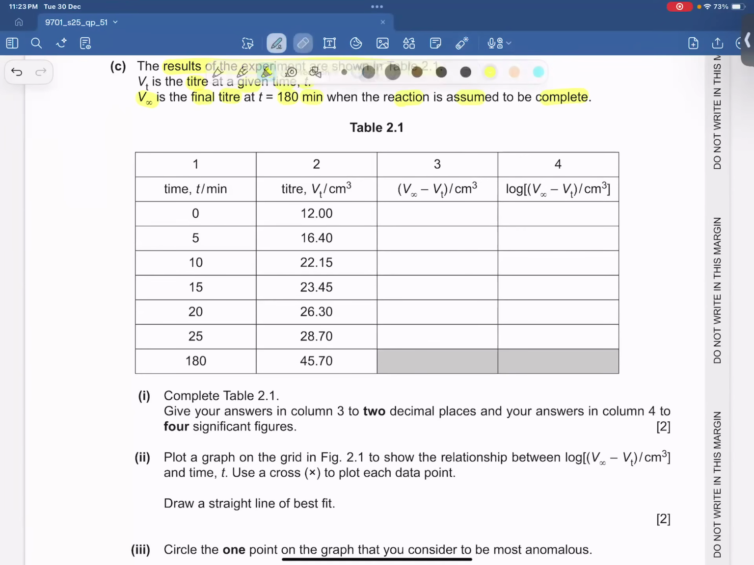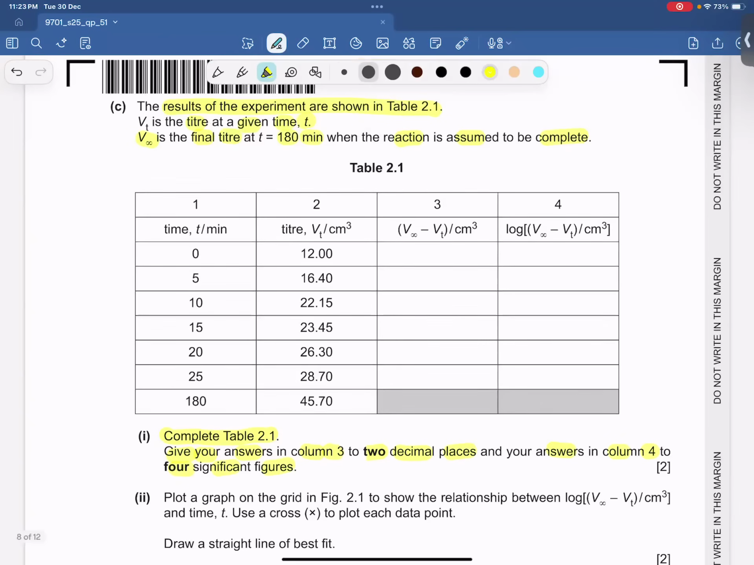Complete the table 2.1. Give your answer in column 3 to 2 decimal places and your answer in column 4 to 4 significant figures. So examiner is looking for the answer to 2 decimal places, 2 dp and 4 sig fig. Okay. And that's tricky, guys.